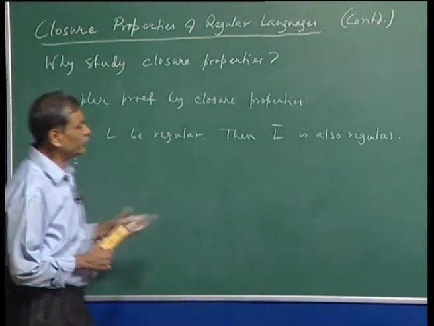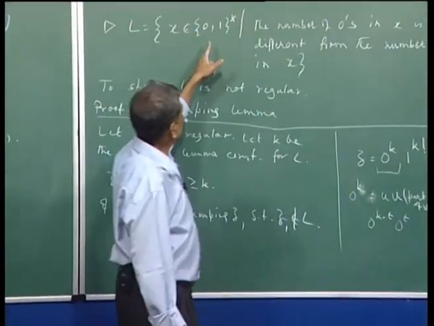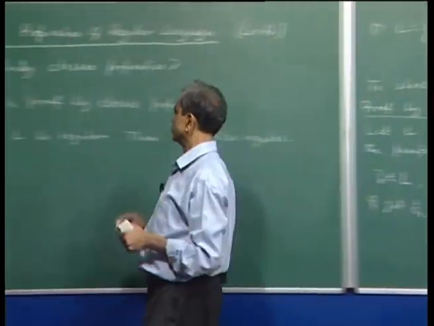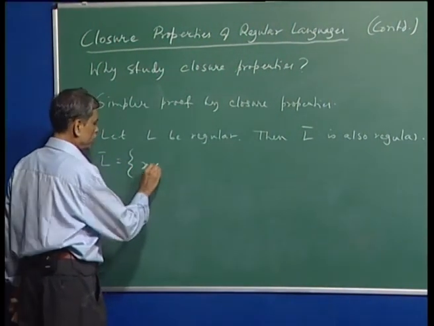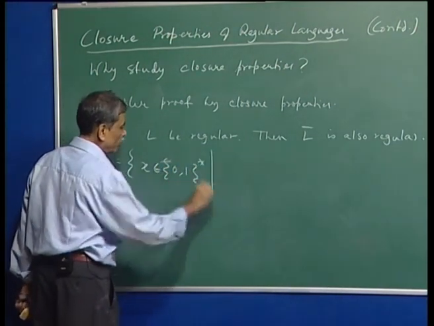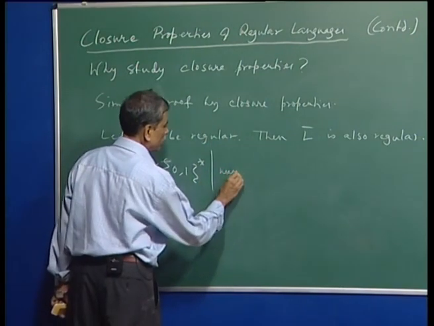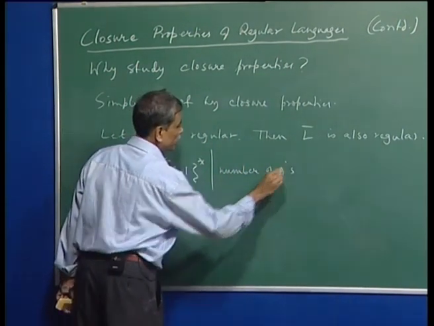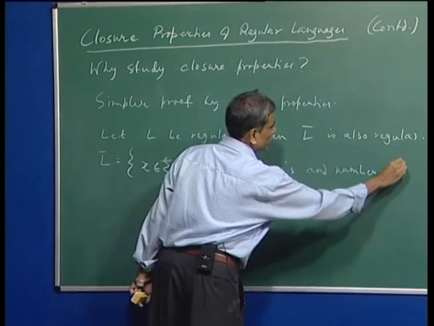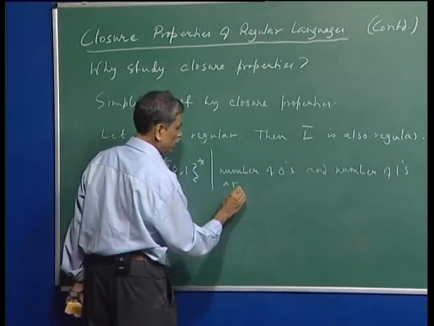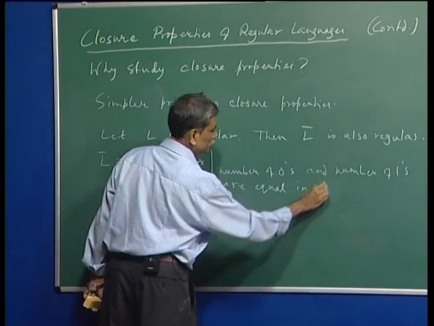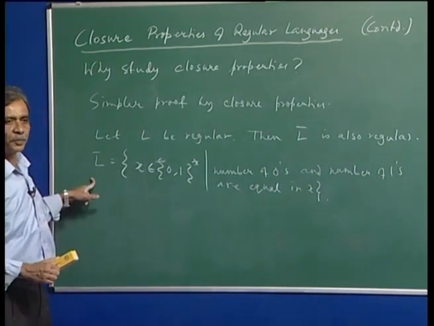You can see L complement will be the set of all strings in which the number of zeros and the number of ones are equal. So, L complement is all strings over the binary alphabet such that the number of zeros and the number of ones are equal. So this is L complement.